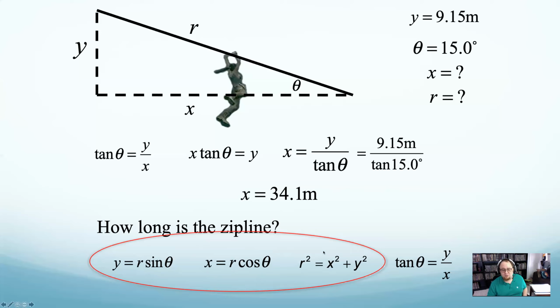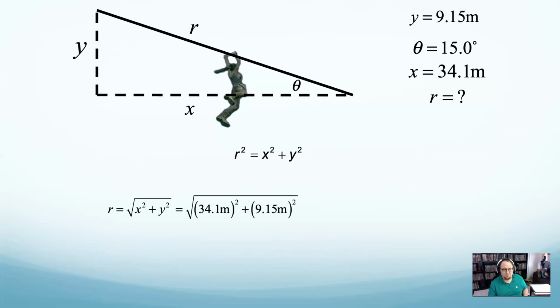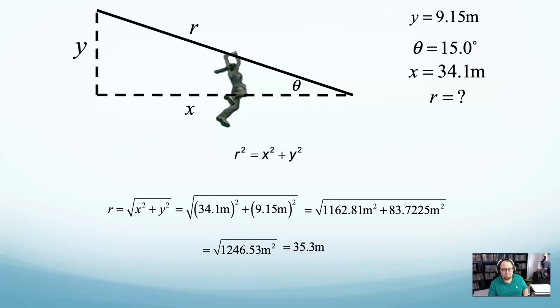I chose to use the one with the square roots just because it's simple. And I'm just going to take the square root of both sides. If I take the square root of both sides, I'll say all is the square root of x squared plus y squared. Well, I'll plug in my numbers, square everything, add them together, and square root. And that's how long the zip line is. Questions?